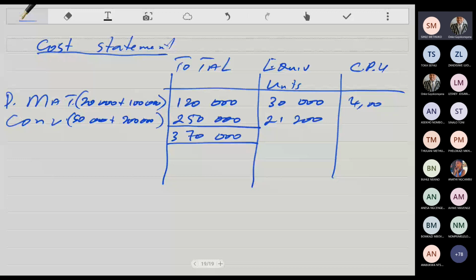Then we can add to that 4 rands. Then your total cost is 15 rands 79. So that's how it's going to look. And the last one will be your allocation statement.